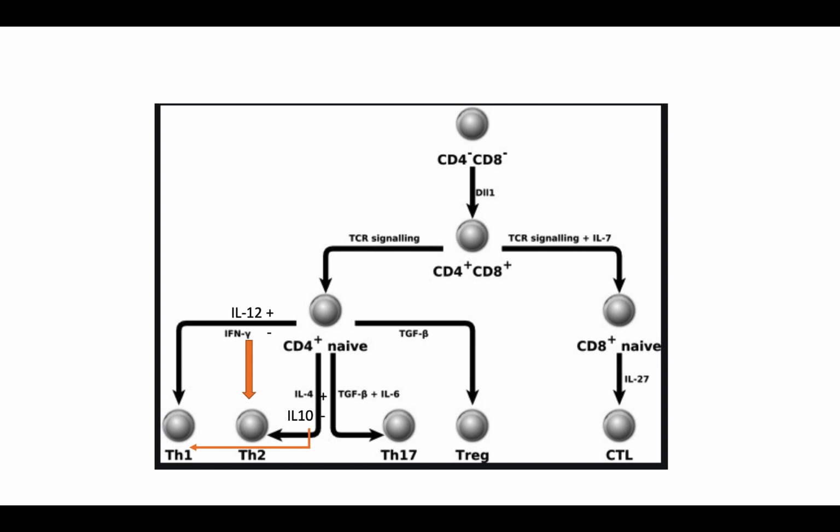T cell maturation. As the cells are maturing, they become double positive. Then you have a single positive CD8 naive cell and a single positive CD4 naive cell. These can become either interleukin 12 TH1 or interleukin 4 TH2, with the inhibitory signals. Here it will be interferon to inhibit this one, or interleukin 10 to inhibit this one.